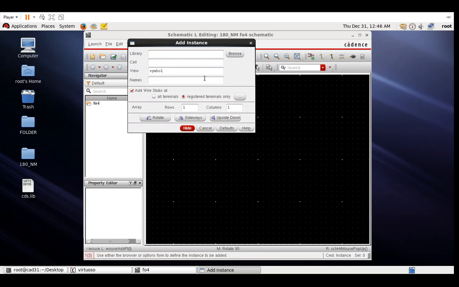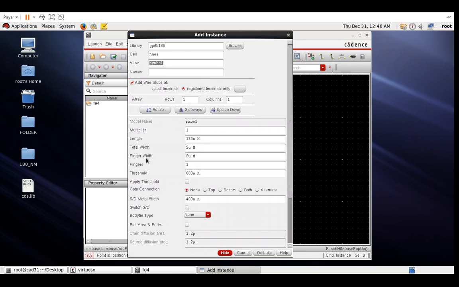Okay, so we have GPDK180 and then we need NMOS. Here itself we can change it. The total width of the NMOS in GPDK180 for FO4 is 400 nanometer. Okay, this is the minimum possible width.